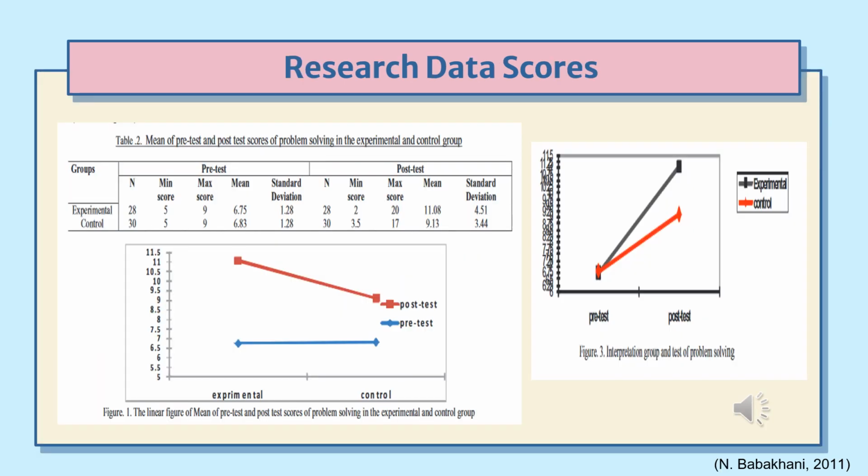The research results can be viewed in this graph as well, where you can see that the experimental and control group, which is with blue, had the same results, while after the post-test, you can see the experimental group had higher scores than the control group. As well as in the second graph, you can see the difference between pre-test and post-test for experimental and control group.